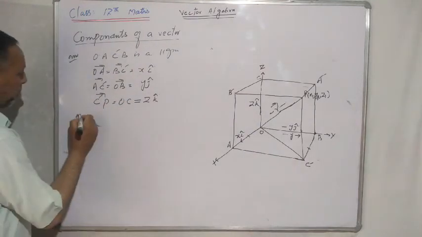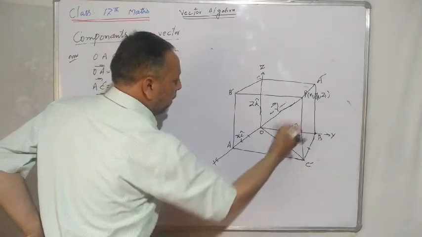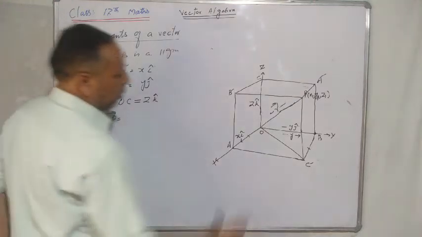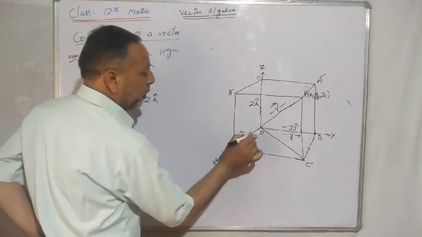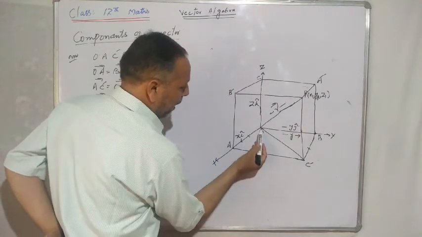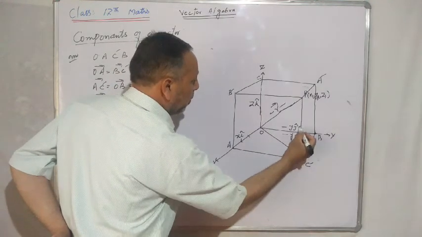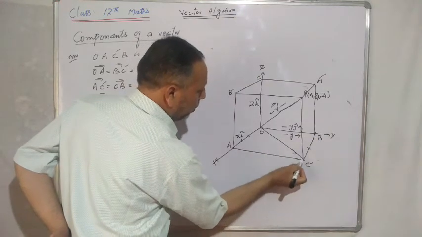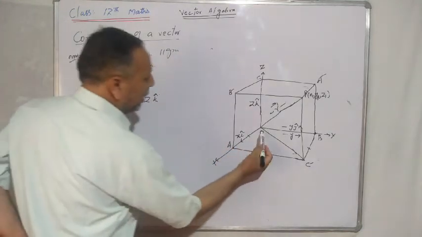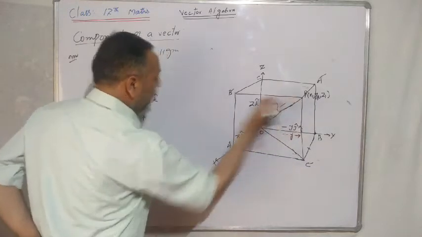Now take the position vector of point P, that is OP. Let me use the triangle law of vectors in triangle OC dash P. In this triangle OC dash P, take the triangle law of vectors, so OC dash plus C dash P is equal to OP. That means OP is equal to OC dash plus C dash P.